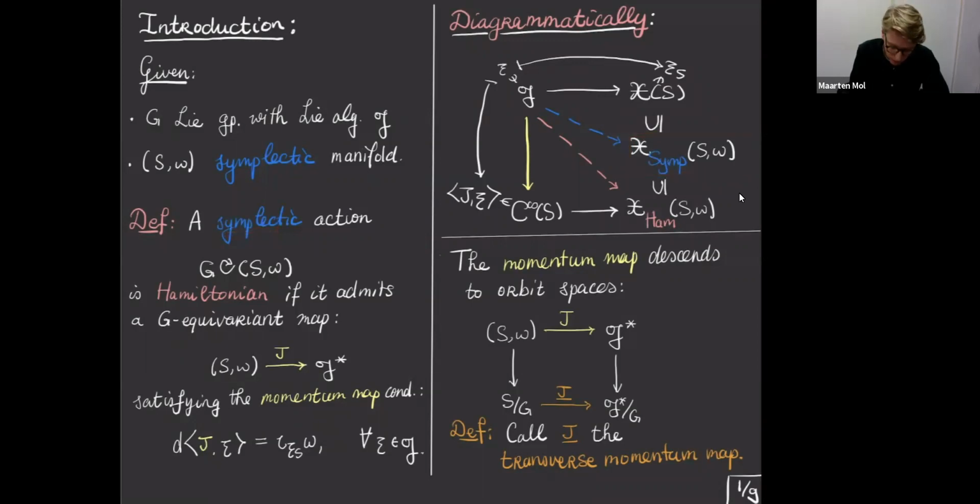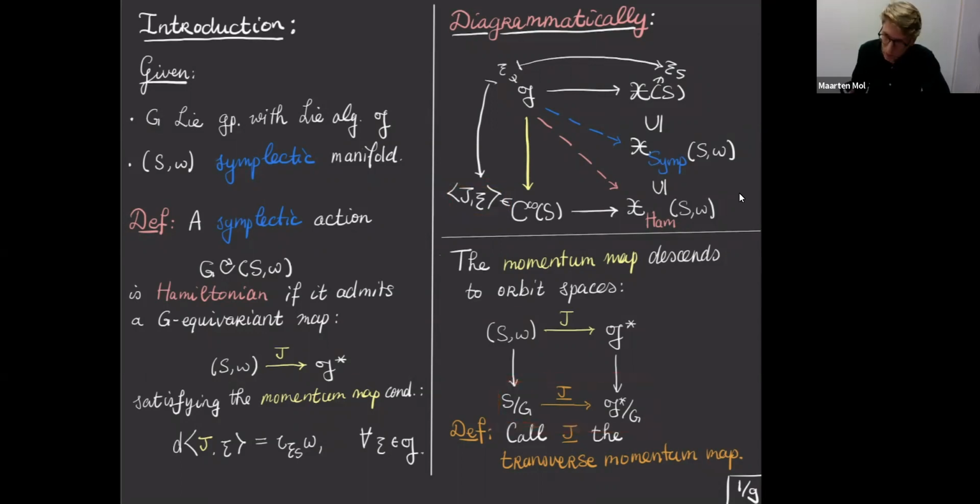Now, requiring the action to be Hamiltonian, this infinitesimal action actually takes values in the Hamiltonian vector fields on the symplectic manifold. And the Hamiltonian generating this vector field is assigned by the momentum map. So it's the function obtained by applying the momentum map to ξ.